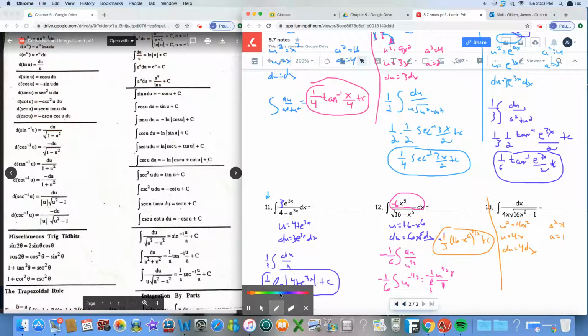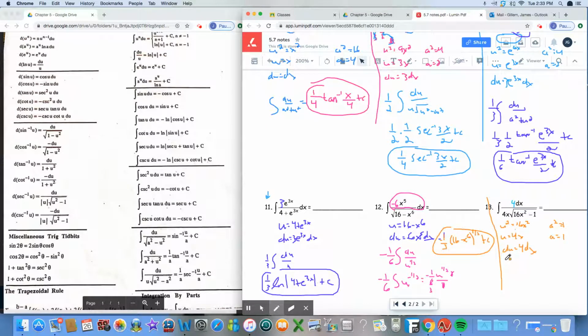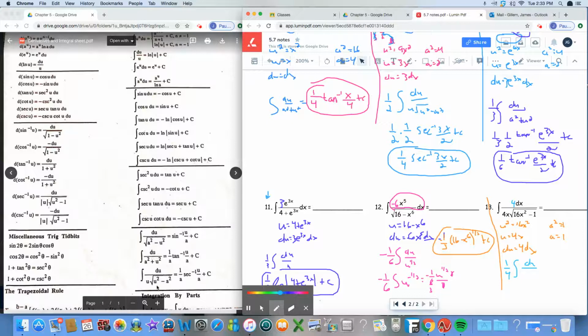So I need to have a du up top. I have dx. I need to have 4 dx to make that so I'm going to put 1/4 on the outside. All right. And I'm going to take the integral. And that becomes du. Over, I need to have u. Well, u is 4x. That's there. Good. I don't need to add anything. So I'm good. Square root of u squared minus a squared.